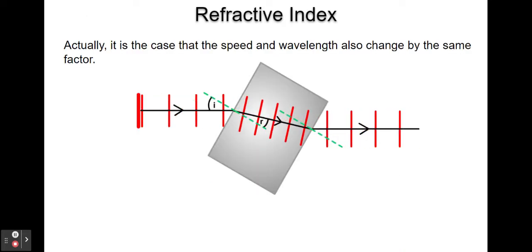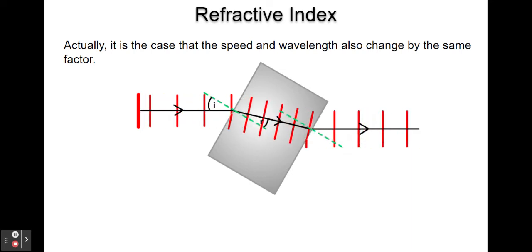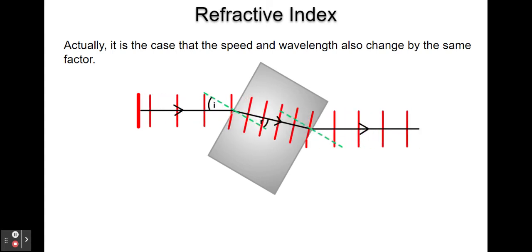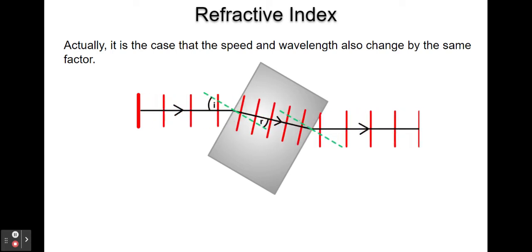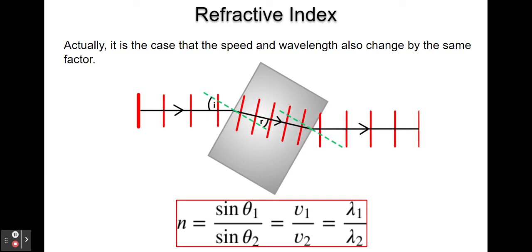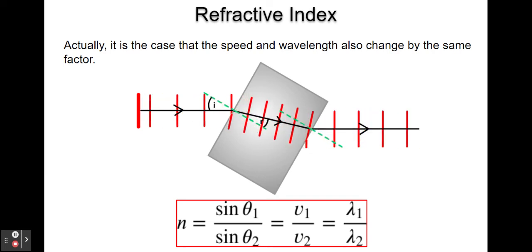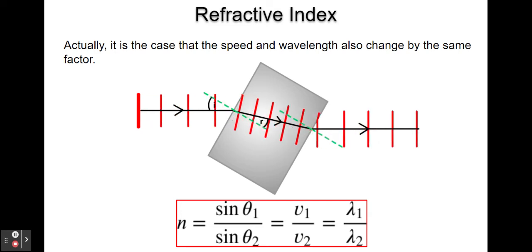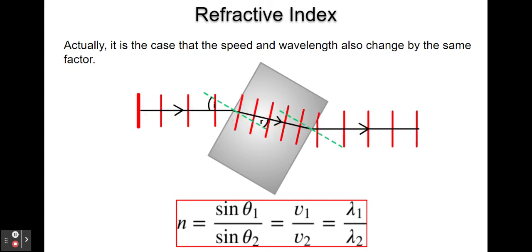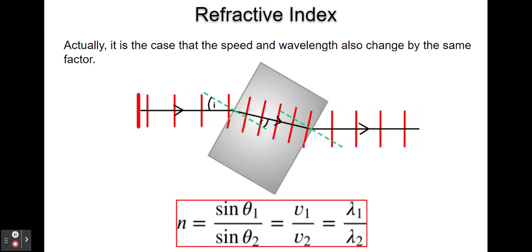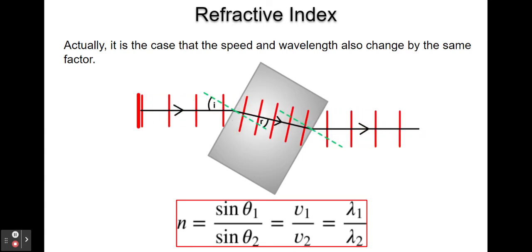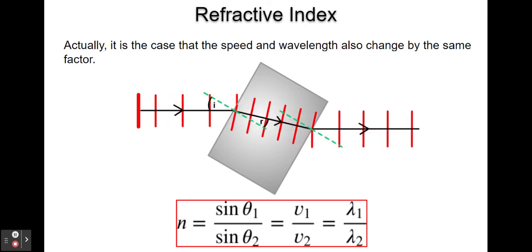Now, actually, it's not just the angle that's changing, as we mentioned, it's the speed and the wavelength that's changing as well. And actually, the speed and the wavelength change by the same factor, the same refractive index factor. So we can extend that formula, n equals sine theta 1 over sine theta 2, to equal v1 divided by v2, which is the speed of light in air divided by the speed of light in the material. And that's also going to be equal to lambda 1 over lambda 2, which is the wavelength of light in air, divided by the wavelength of light in material. So n, sine theta 1 over sine theta 2, v1 over v2, and lambda 1 over lambda 2 are the same value.